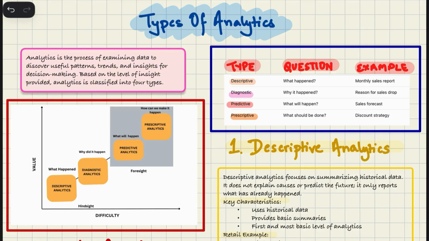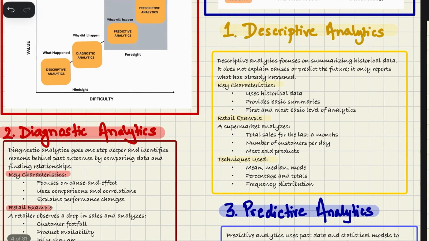So we are talking about the past, we are talking about the reason why it happened in the past, then we talk about what will happen in the future based on that, and then what should be done for that thing to happen in the future. So these are the 4 types of analytics. Let's discuss them in detail.